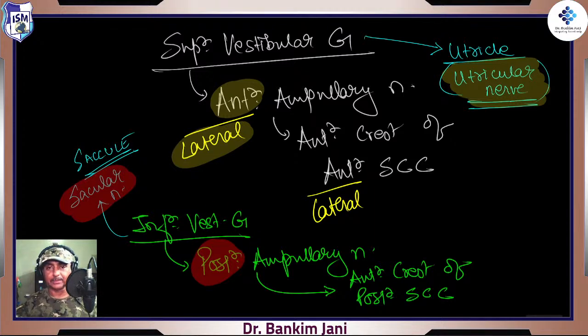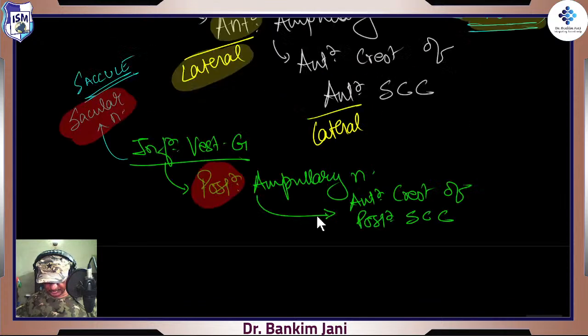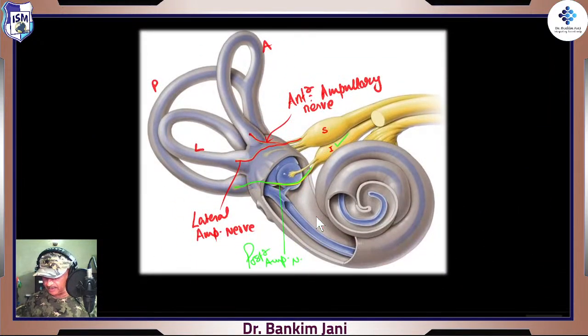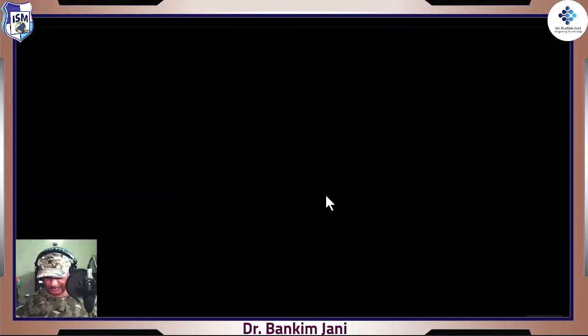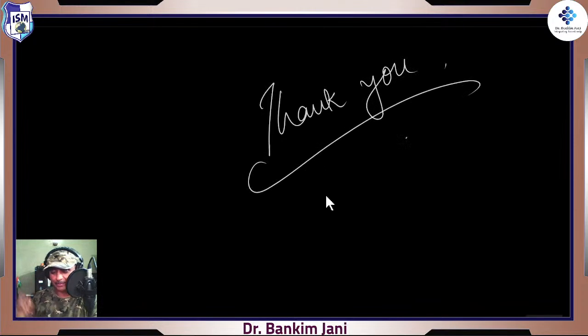All these nerves, that is what we saw. The image is there. Here it is. This one is the saccular nerve, and the one which is going above is the utricular nerve. Done. All these branches. So we just write it like this: this is saccular, and this one is utricular. And that's it, done. So this was the outer, middle, and inner ear.